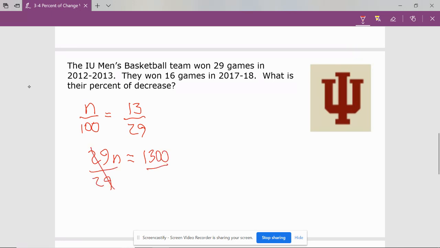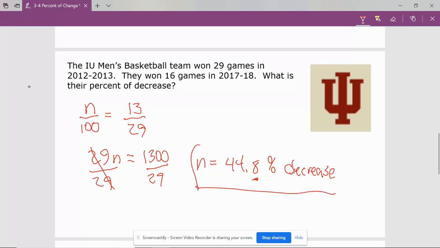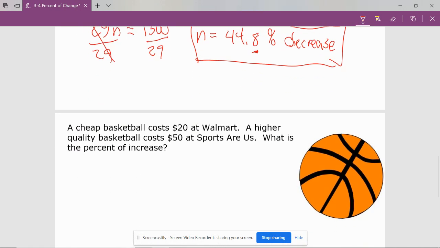We know how to do these one-step equations. We've been doing them since before Christmas. So we end up with n equals 44.8%, and that has to be a decrease, because we went down in wins. Remember, I'm okay with you rounding to the nearest tenth, so we only need to go one place past the decimal. So that's our answer for problem number 2. Hopefully this is starting to make a little bit of sense. Let's go on to the next one.